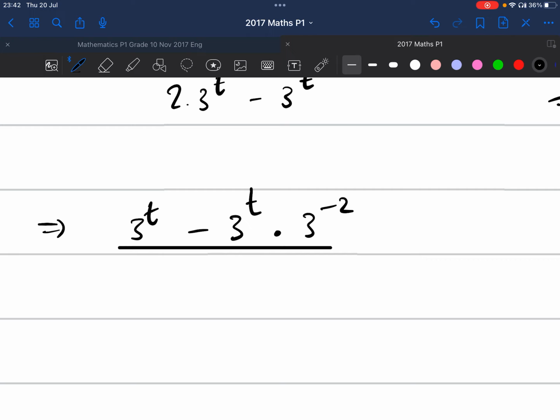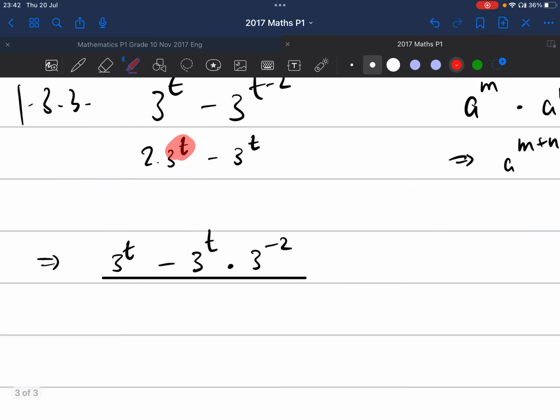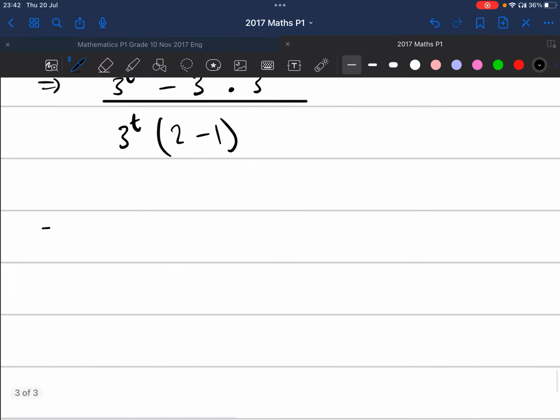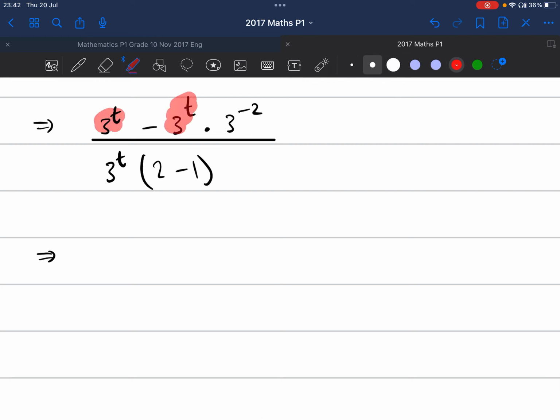Okay, let's simplify the bottom one now. So there isn't much to do at the bottom, although what we can notice is that we have a common term. So you can see that in each of those, we're multiplying each term by 3 to the t. So let's factor that out. So we'll have 3 to the t, and then we have here 2 minus 1. Okay. Let's look at the top again now. So here again, we have a common term of 3 to the t. So let's factor that out. So we'll have 3 to the power of t, 1 minus 3 to the power minus 2.